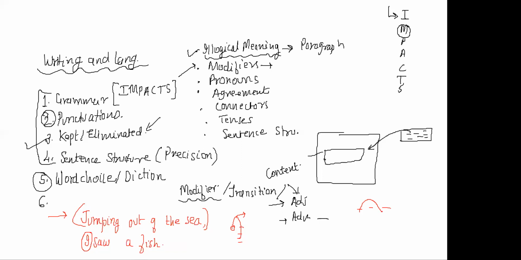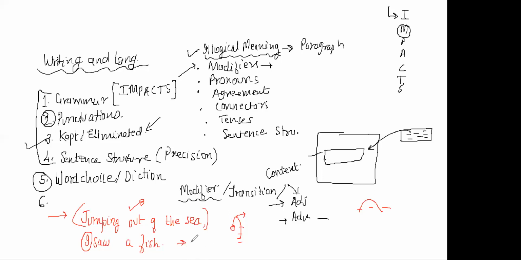Is this sentence fine or not fine? If I want to tell that the ship was jumping out of the sea and I saw it, does this sentence really convey that meaning? No. So what does it convey? You jumping out of the sea. Exactly. I'm jumping out of the sea, which is factually incorrect. It's not me, it's the fish which is jumping out. So how can I correct this? If I have to correct this, what should I do?